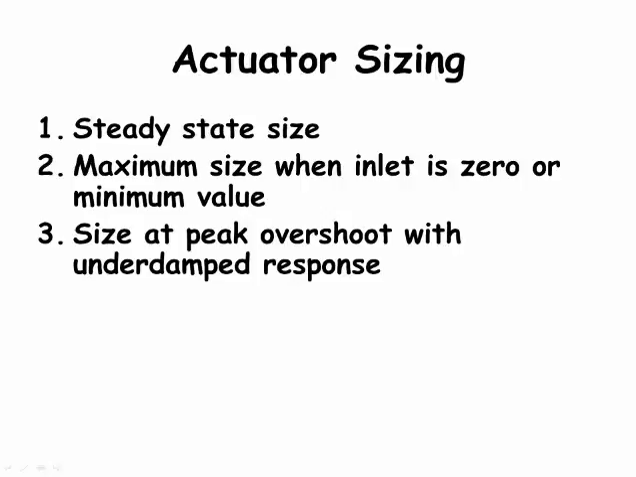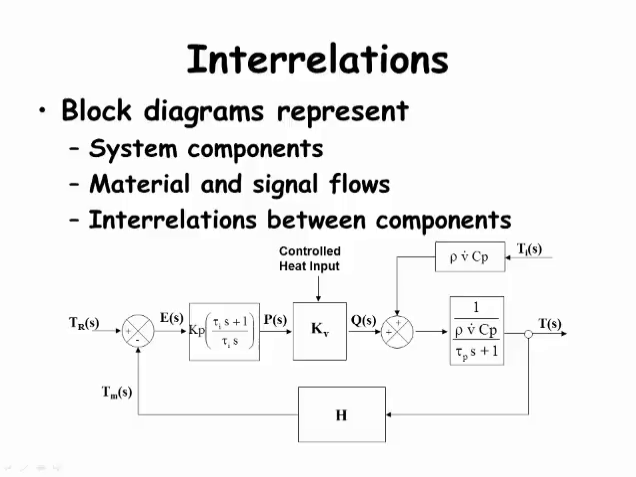A third way to size an actuator would be to base it on the dynamic analysis and look at what the actuator needs to do at the peak overshoot for a well-tuned control system. In section 12, when we talked about block diagrams, it was noted that block diagrams include all the system components, describe the material and signal flows, and could be used to show interrelations between closed-loop feedback control system components. We will use the interrelations capabilities to see the actuator capacity requirements.